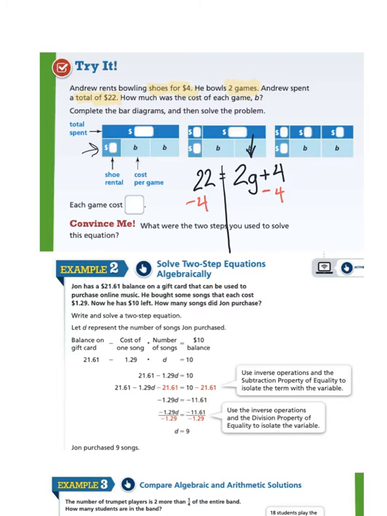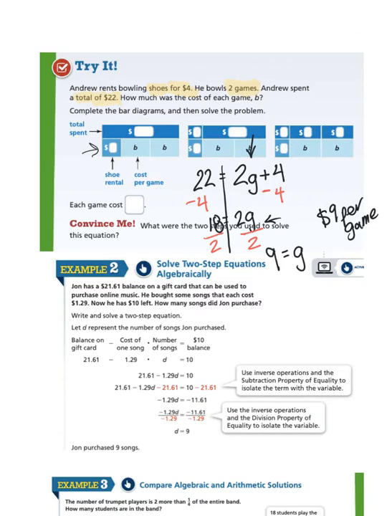So 22 minus 4 is, that's right, 18 equal to 2G. Then this is multiplication. The opposite of multiplication is division. So we're going to divide both sides by 2, which leaves us with G equals 9. So he spent $9 per game.